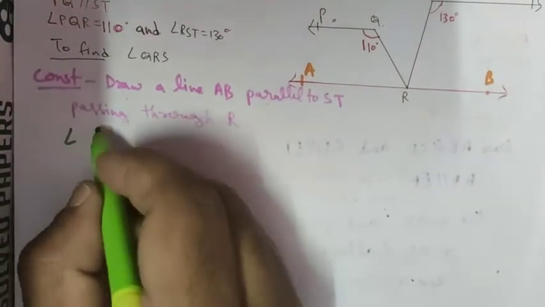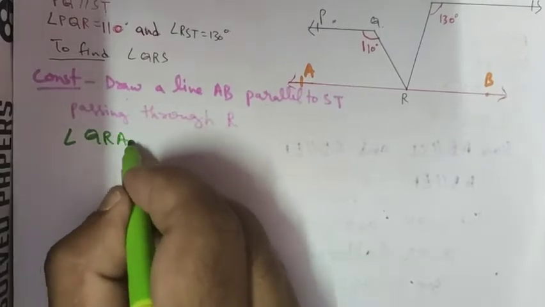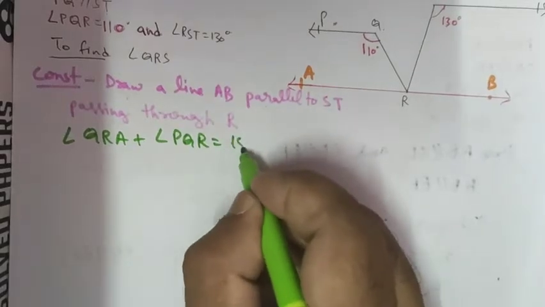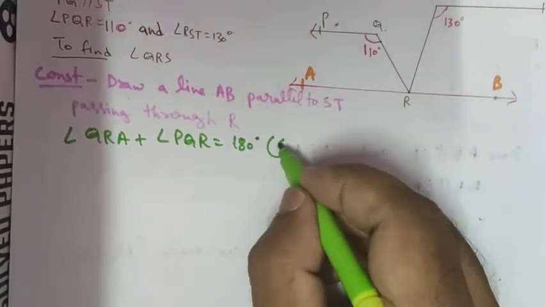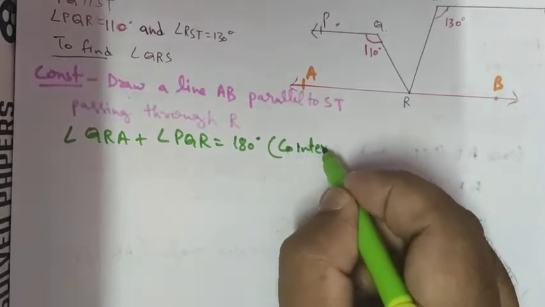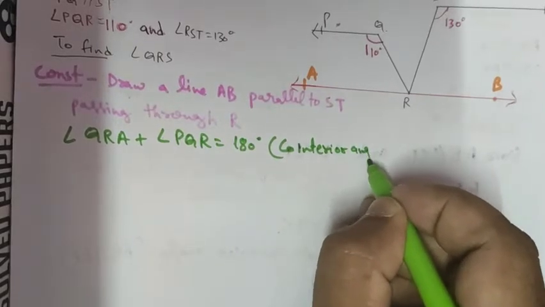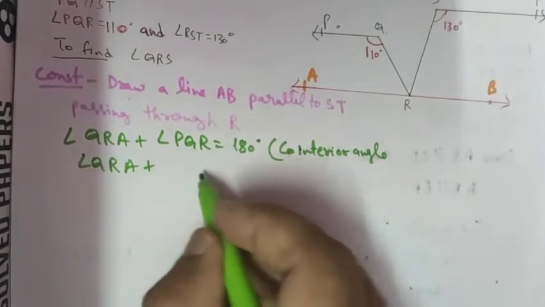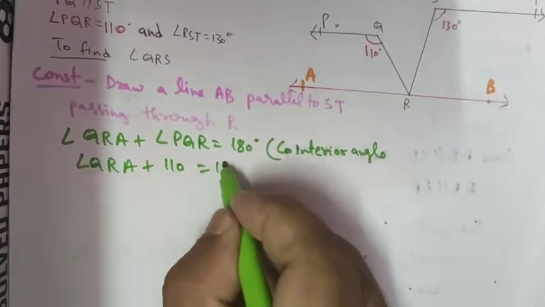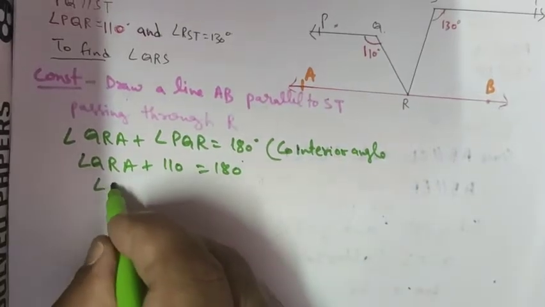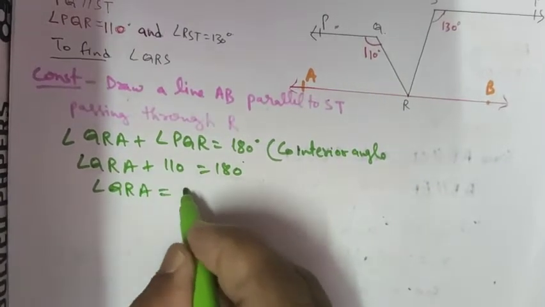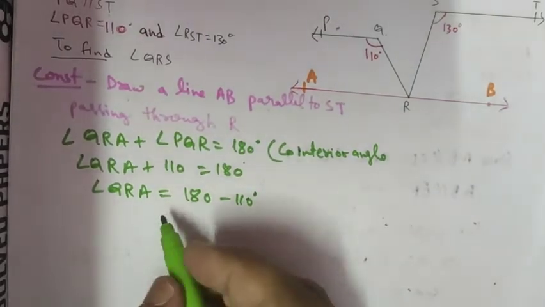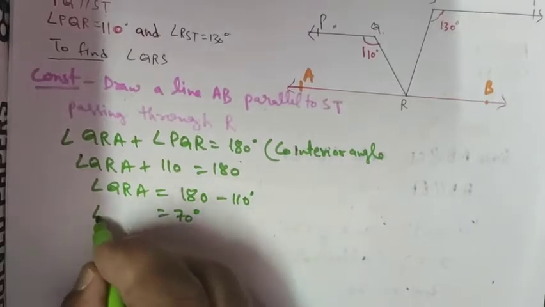Now angle QRA plus angle PQR equals 180 degrees. Why? Because they are co-interior angles. So angle QRA plus angle PQR, which is given as 110, equals 180. So angle QRA equals 180 degrees minus 110 degrees, that is equal to 70 degrees.